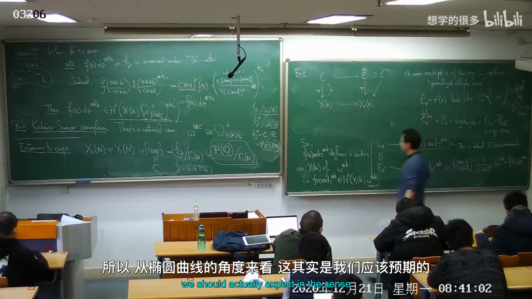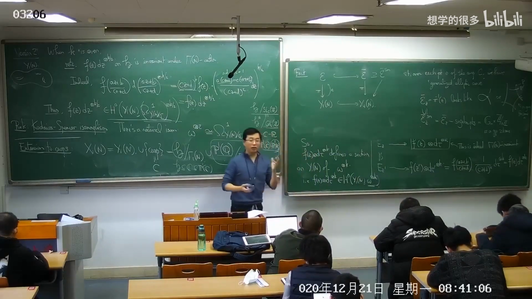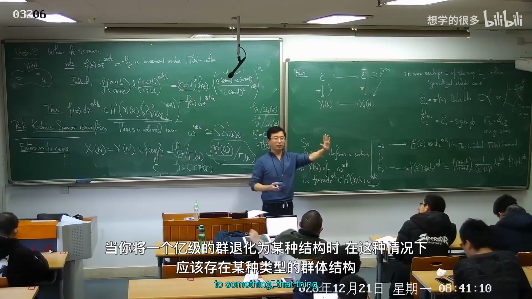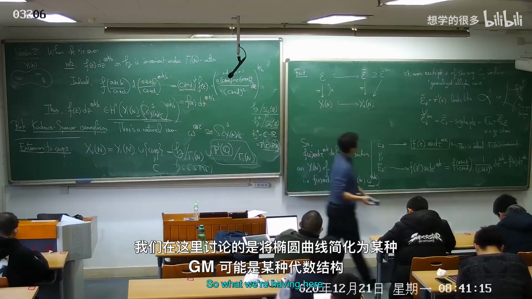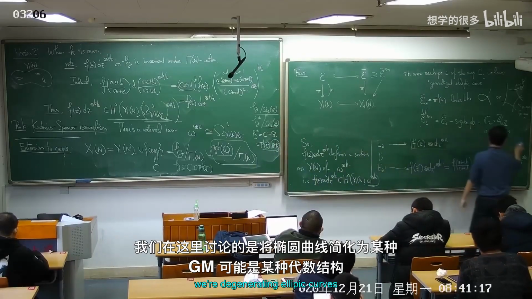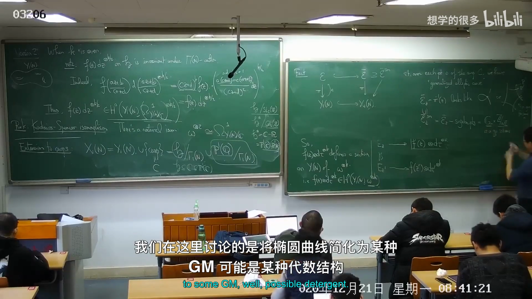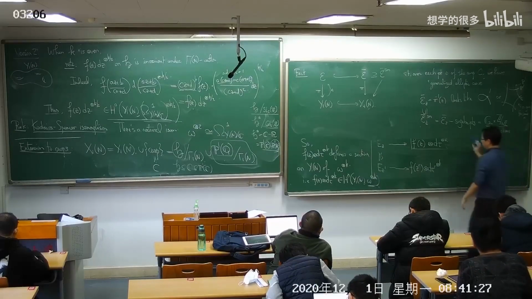So this is something we should actually expect, in the sense that this elliptic curve has an abelian group structure. When you degenerate an abelian group to something, that thing should have some sort of group structure. So what we're having here, we're degenerating elliptic curves to some Gm. Well, possible degeneration.